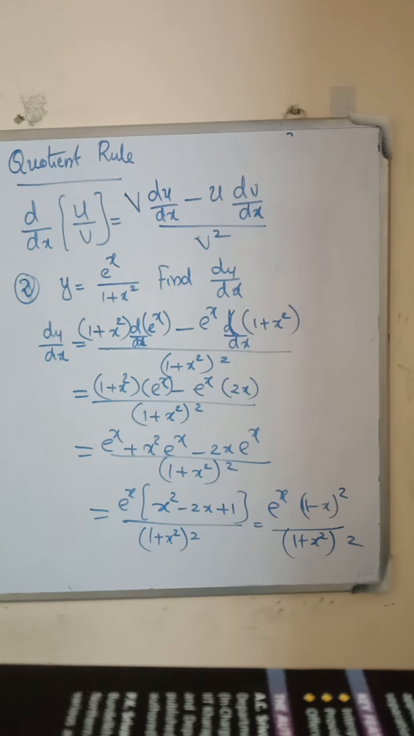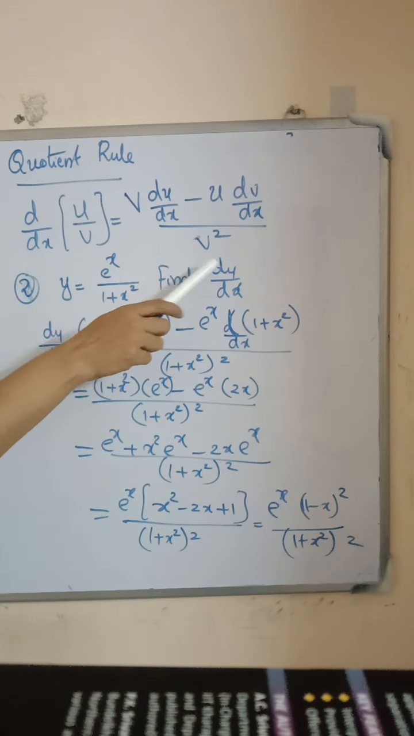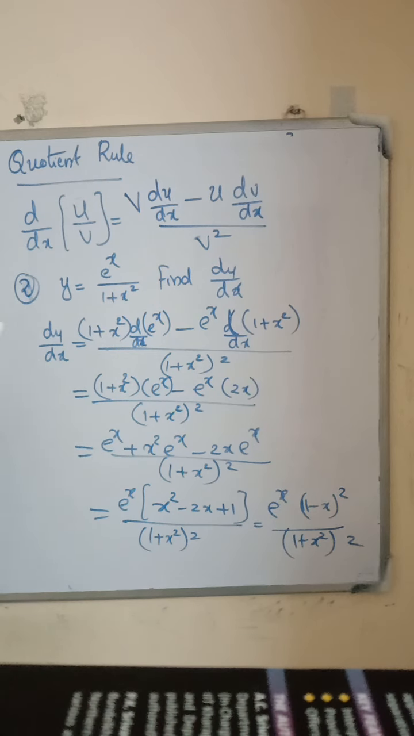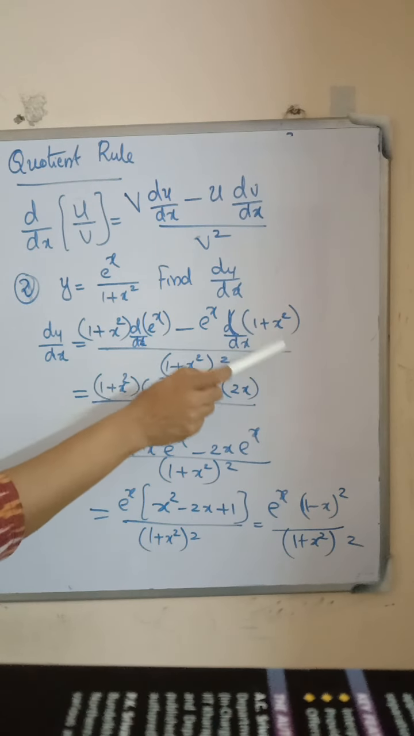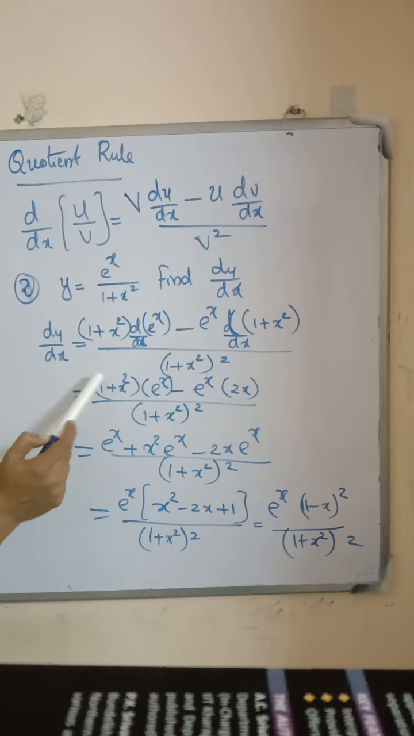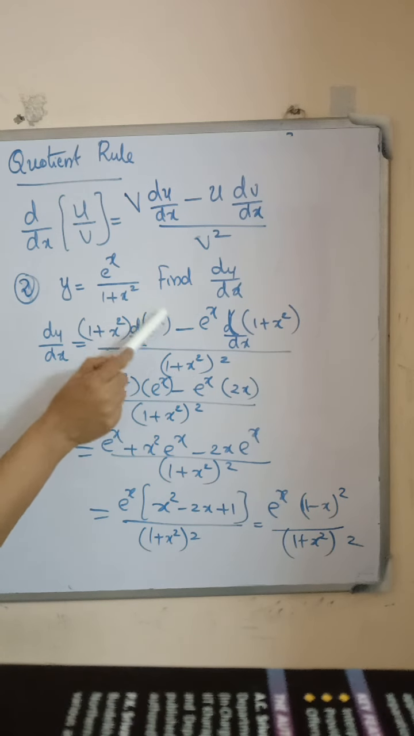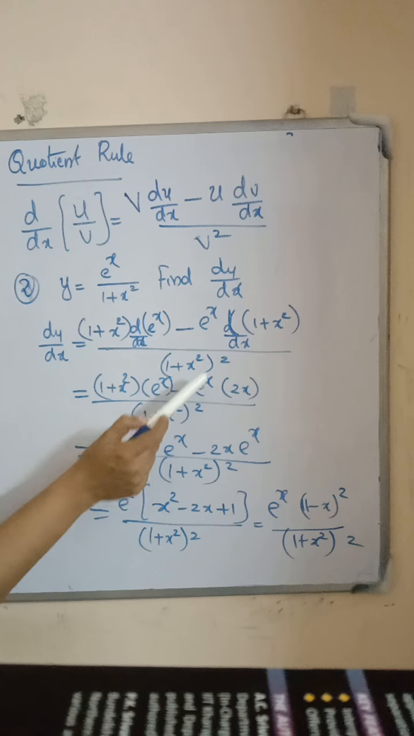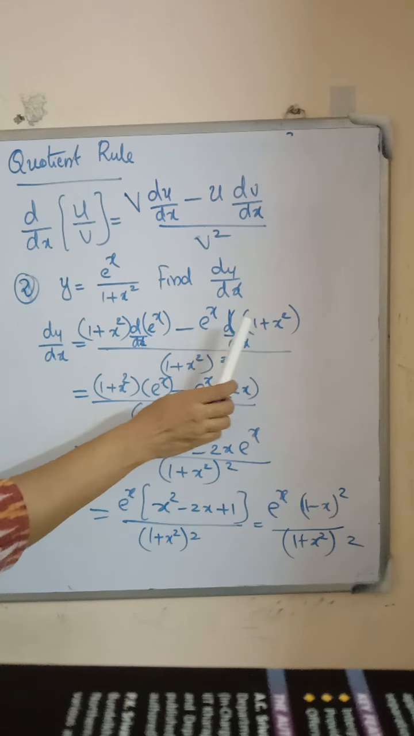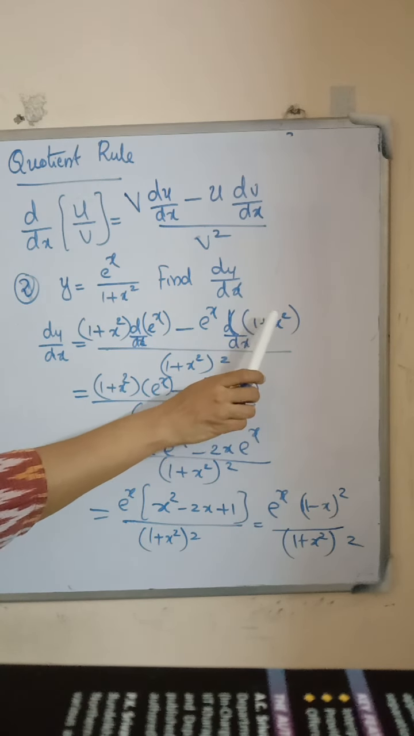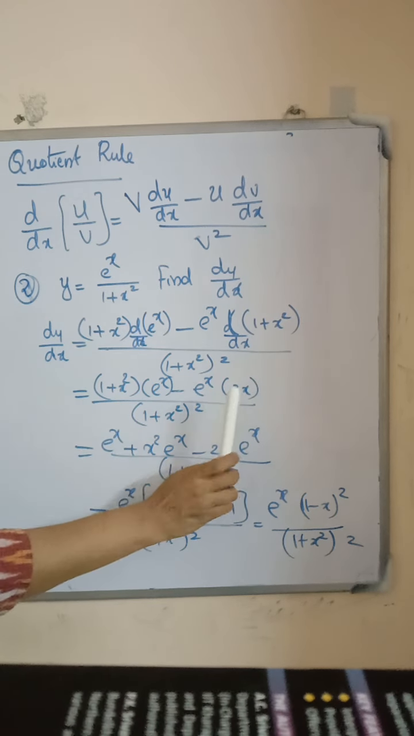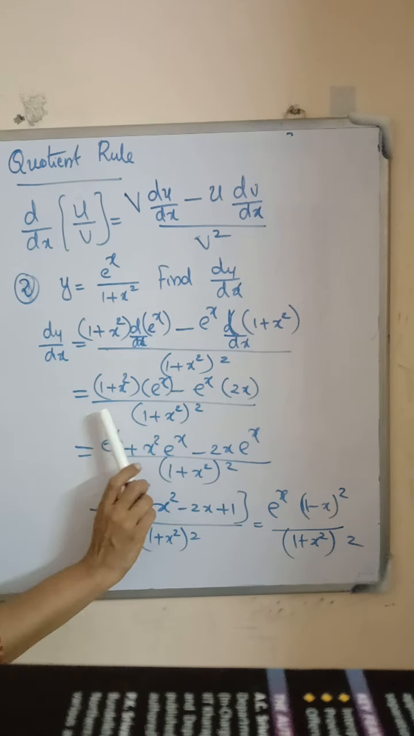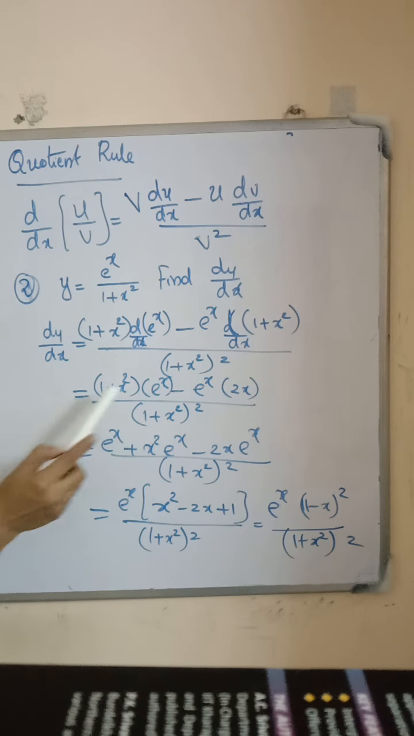Next problem, y is equal to e raised to x divided by 1 plus x square. Find derivative of y with respect to x. dy by dx is denominator into derivative of the numerator minus numerator into derivative of the denominator divided by denominator square. 1 plus x square into derivative of e raised to x, which is e raised to x, minus e raised to x into derivative of 1 plus x square, that is derivative of 1 plus derivative of x square, that is 2x. So e raised to x into 2x, divided by (1 plus x square) whole square.